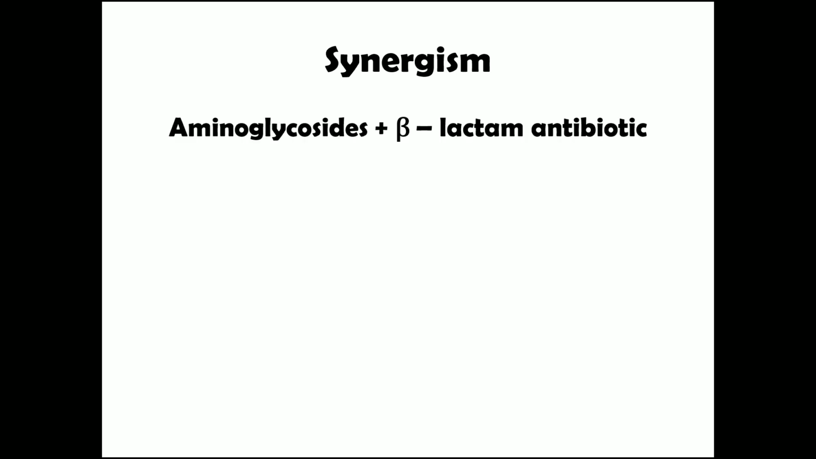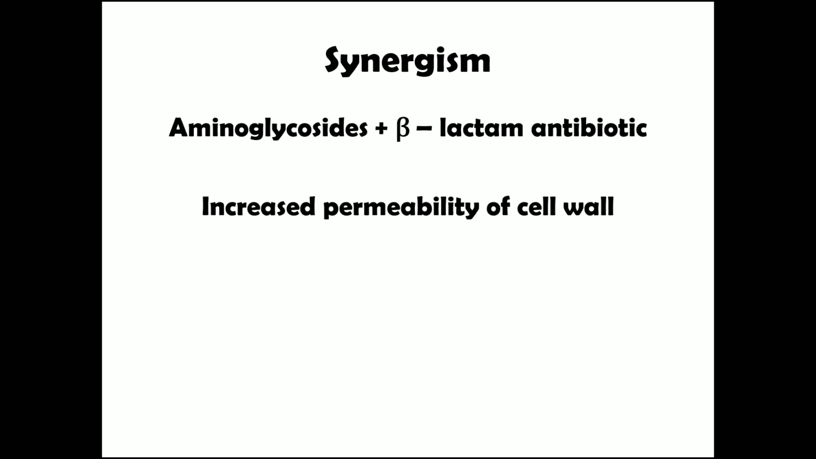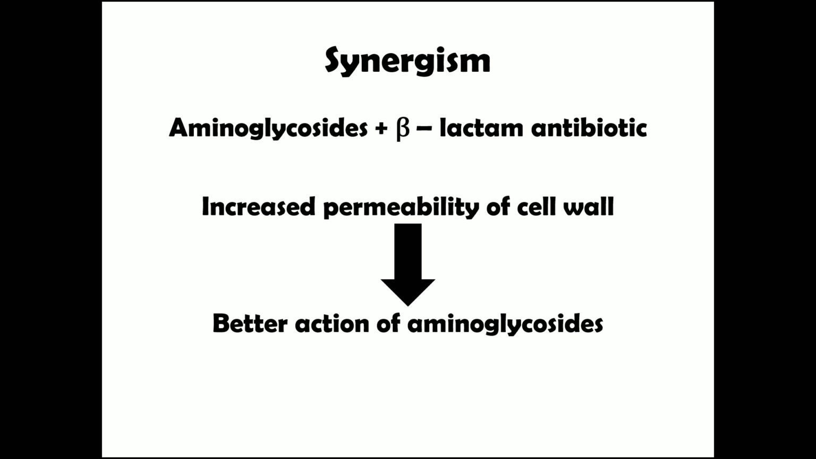If you're going to treat a patient with an aminoglycoside and beta-lactam antibiotic combination, there's going to be a better effect. That's because there's going to be increased permeability of the cell wall. As you all know, beta-lactam antibiotics such as penicillin and cephalosporins inhibit cell wall synthesis in the bacteria. So what happens after that? If the cell wall is not synthesized properly, there will be increased permeability of the cell wall, so that aminoglycosides can penetrate the bacteria easily, and there's going to be better action of aminoglycosides. This is a classical example of synergism.